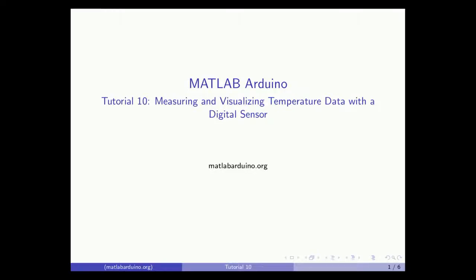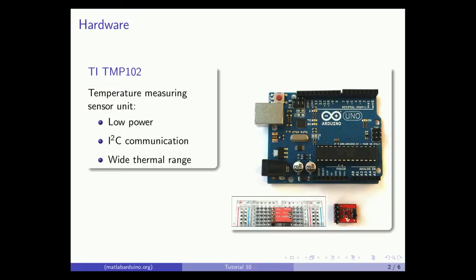Welcome to the 10th MATLAB Arduino tutorial. This video will cover how to read and visualize real-time temperature data with a digital sensor. We will be using the Texas Instruments TMP102, which is a low-power, 2-wire serial output digital temperature sensor that operates over a wide thermal range.